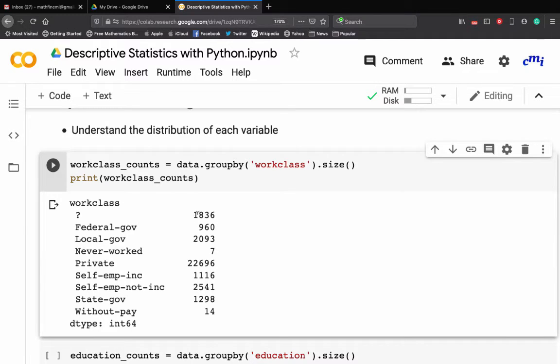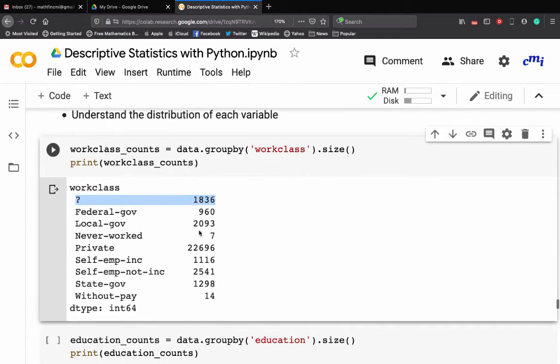There are about 1836 cases whose work class is not identified. That means there are some missing values in the work class cases. Rest of them are identified as either federal government or local government, never worked. Most of them, about 22,000 of them, are working for private companies, self-employed, state government. Without pay is about 14.